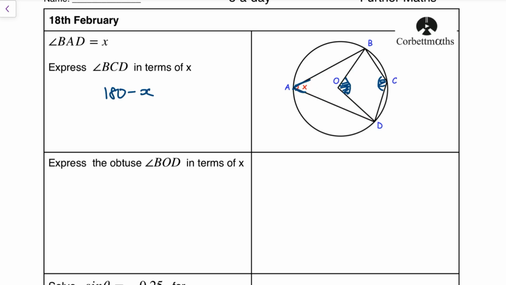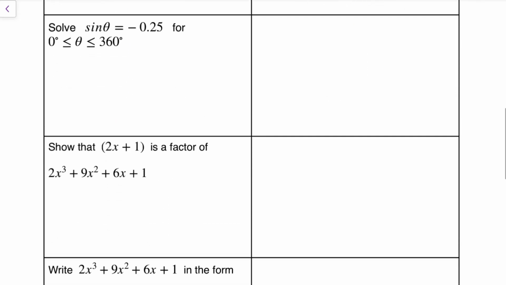So in other words, again, a relatively simple one as long as you spot your circle theorems. The angle at the center is twice the angle at the circumference, so therefore it is going to be 2 times X. Question done.